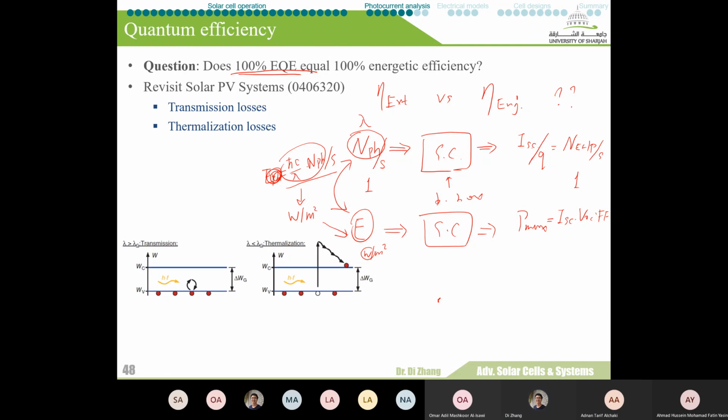So from the input side, if you want to go from external quantum efficiency to the energetic efficiency, the missing link is that you need to know the energy per photon, especially the wavelength of the photon. From there you can calculate the corresponding irradiance that is coming from this number of photons per second. And then from the output side, the missing link is just the potential and the fill factor.